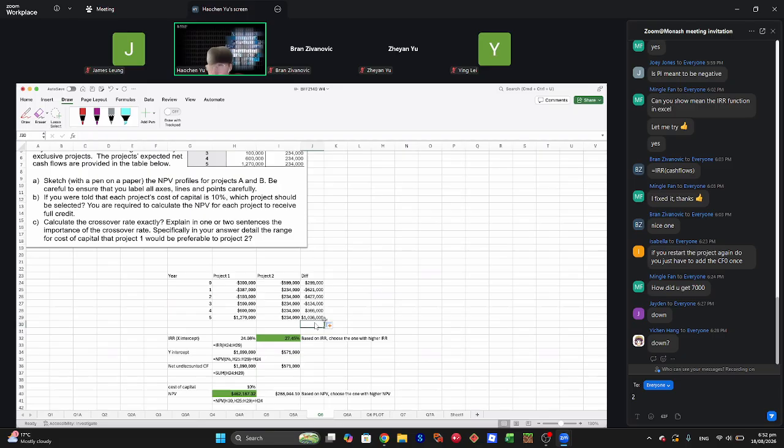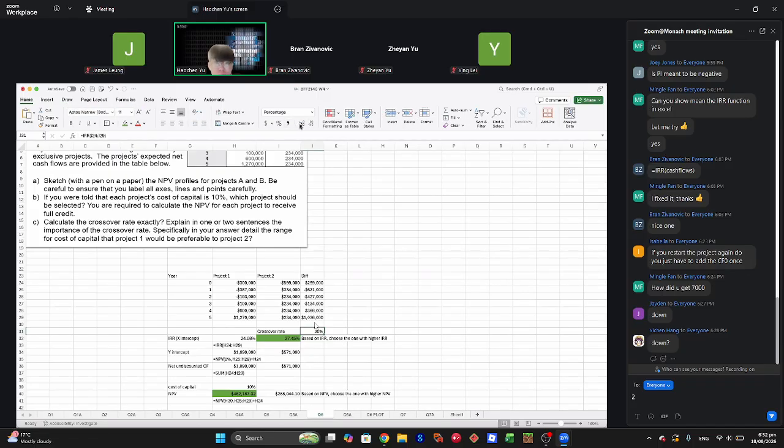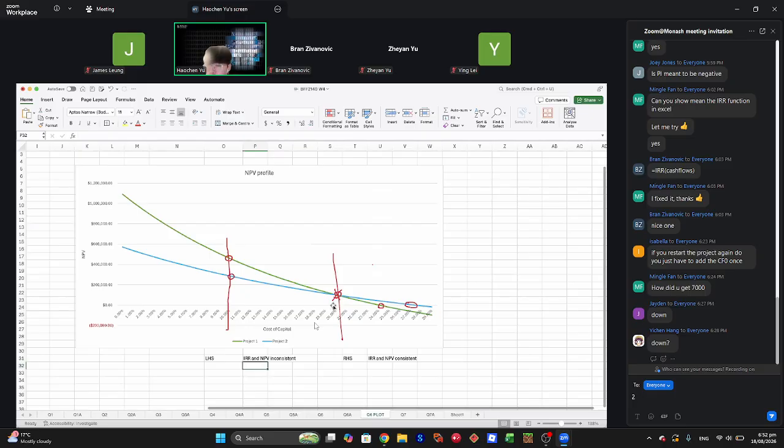And how can we know the crossover rate? We just apply the IRR function. All we need to do is apply the IRR function to the difference cash flow. Then we get the result here. This will be the crossover rate, 20%. I will show the formula text. It's just the IRR function. And this will be the key point in the graph.